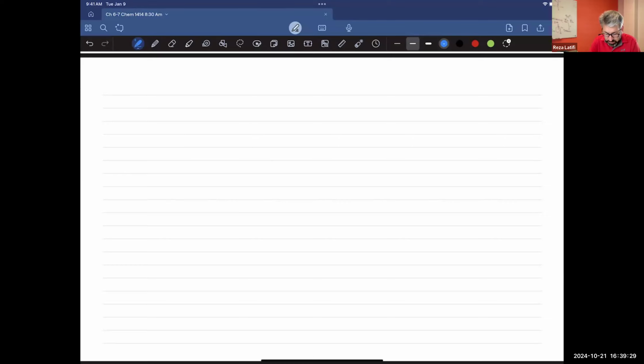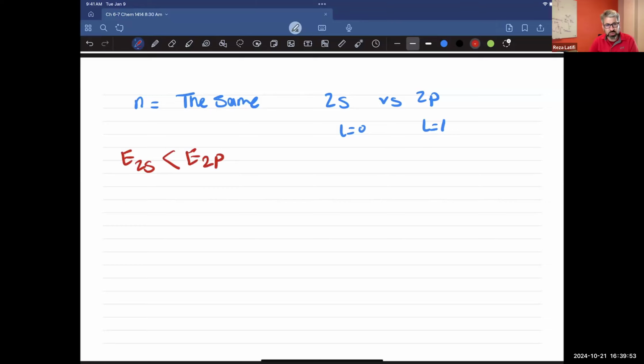When it comes to orbitals that have the same n, for example 2s versus 2p, the one that has the lower L will have lower energy. So the energy of the 2s orbital is less than the energy of the 2p orbital. What does it mean? It means the 2s orbital is sitting at a lower energy level than the p orbital. So you will have the 2s here, and then the 2p orbital. When you want to put electrons inside any of these orbitals, you start with the 2s orbital because it has a lower level of energy.